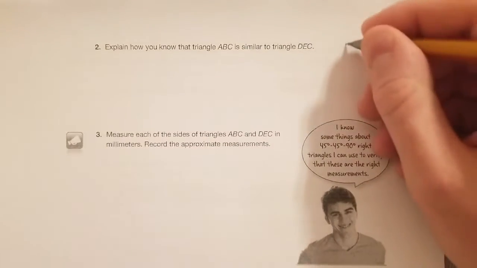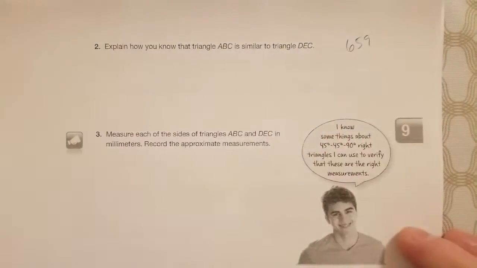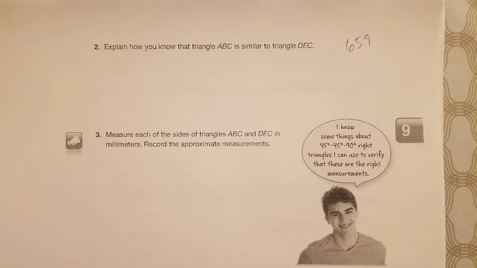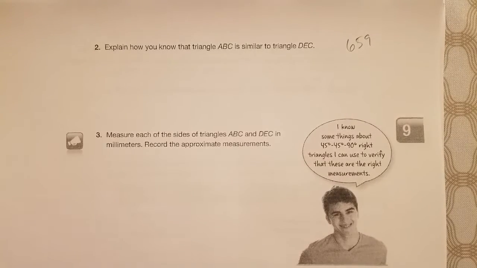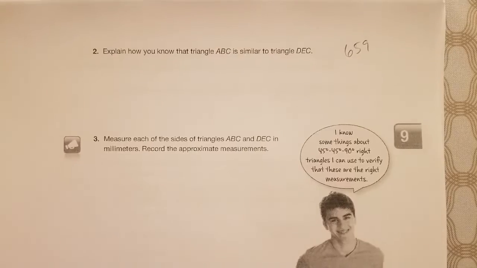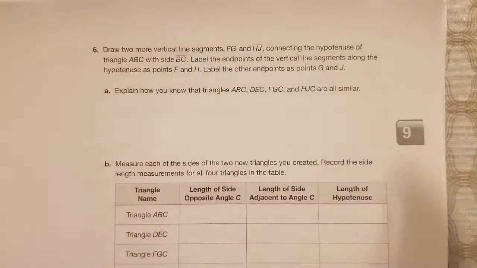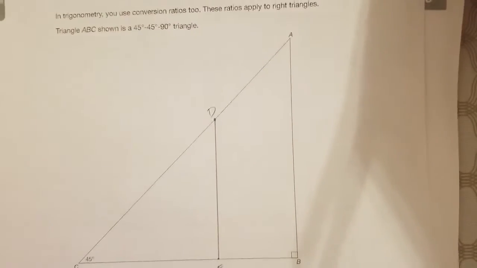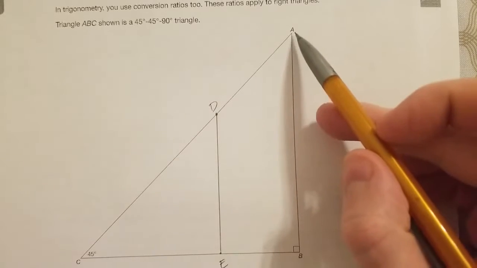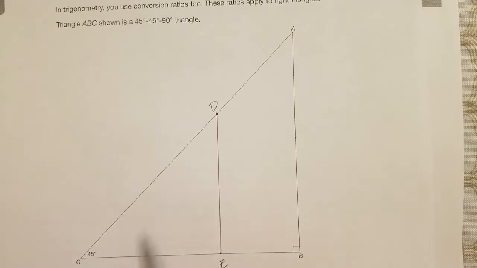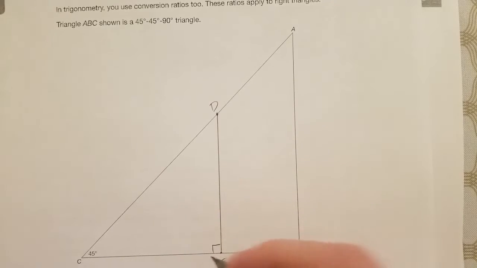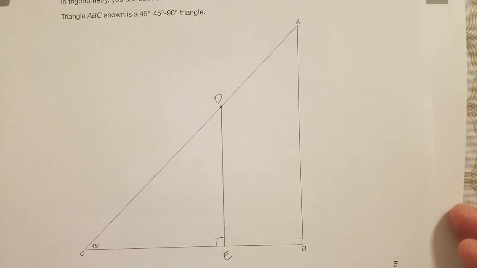So this is page 659. And let's start with question 2. Explain how you know that triangle ABC is similar to triangle DEC. Okay, so let's flip back to that triangle for a second. How do you know that this big triangle, ABC, is similar to this littler triangle, DEC? Okay, take a second to think about it.